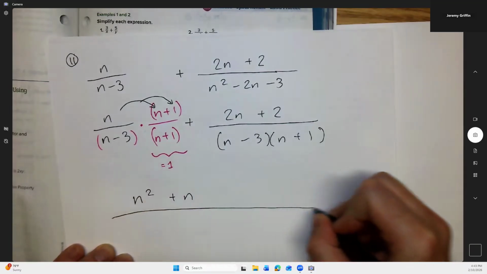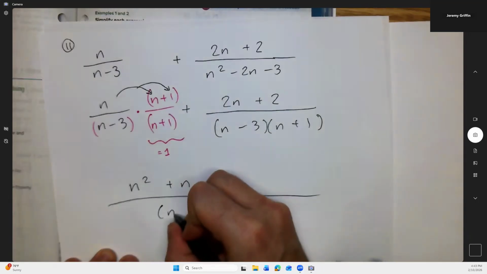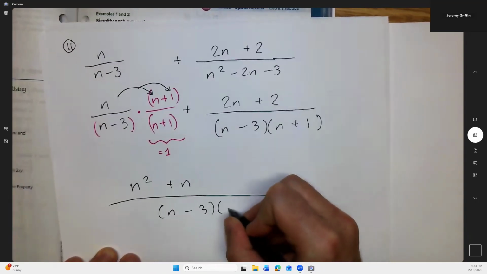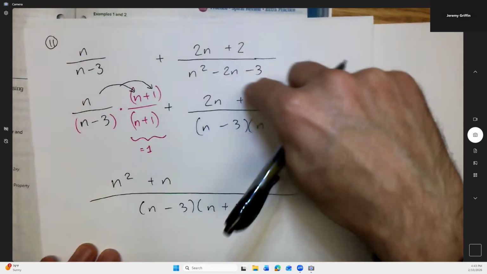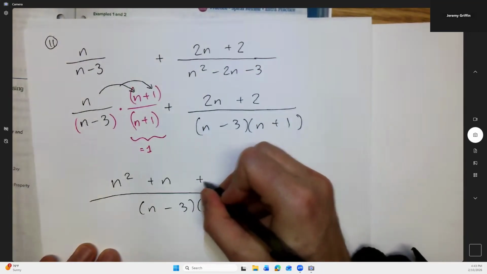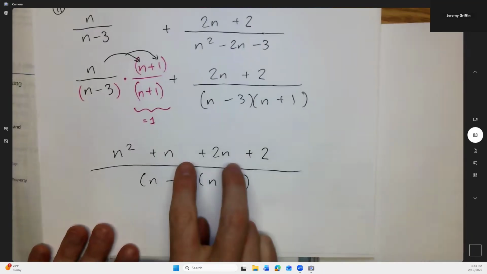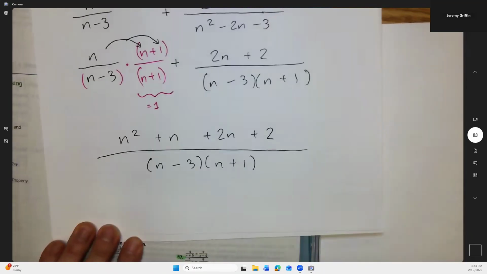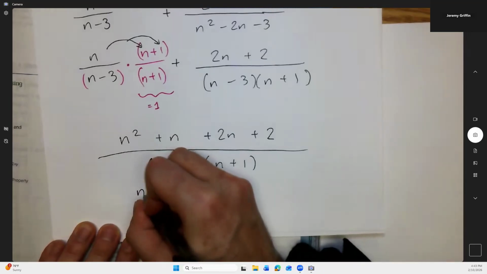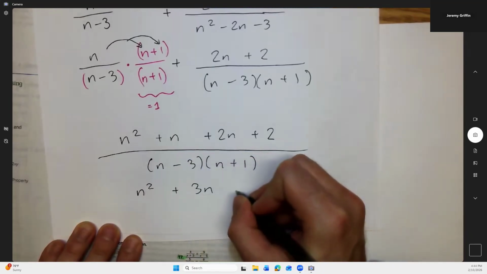We'll be able to tie these two fractions together because they definitely have the same denominator of n minus 3, n plus 1. So that's common. Okay, and then over here, I got plus 2n plus 2. So plus 2n plus 2. I think the only other thing you can do is just group these together to make 3n. Wait a minute. I say that. Here, let's see what happens. I just considered, I wonder if you could possibly factor it after that.